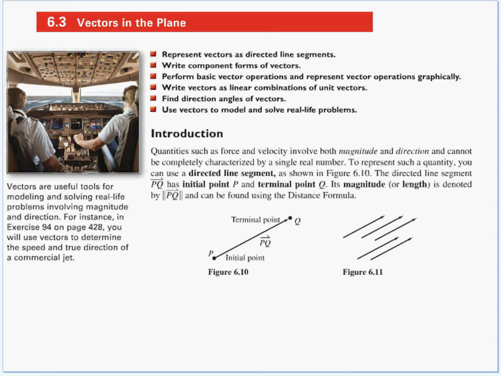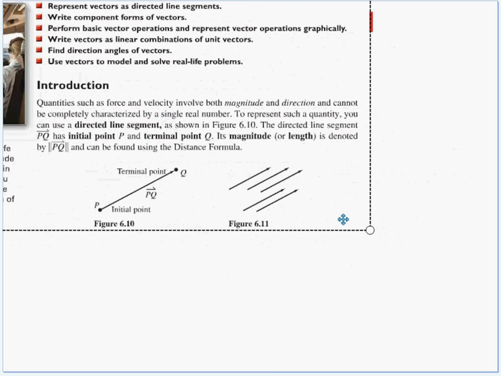So this is 6.3, vectors in the plane. We got some bullet points. Represent vectors as directed line segments. Write component forms of vectors. Perform basic operations and represent vector operations graphically. Write vectors as linear combinations of unit vectors. Find the directional angles of vectors and use these to solve real-life problems.